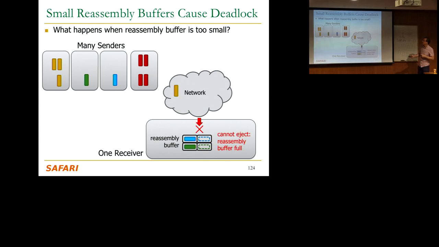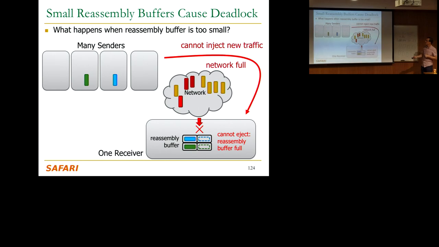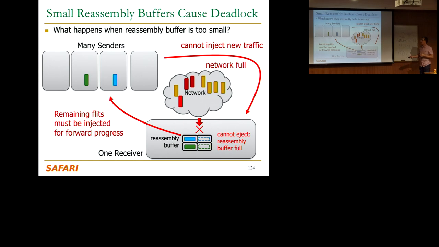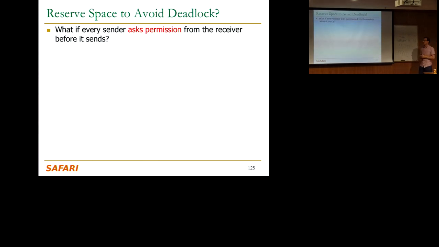Now, these senders keep injecting, but the network cannot eject into the receiver because the buffer is full. The senders keep injecting, and at some point the network becomes full and you cannot inject new traffic. You're basically deadlocked. So you cannot make reassembly buffers arbitrarily small because that leads to a network deadlock. The remaining flits might be injected for forward progress, but they cannot be injected. Because of that cycle, you're deadlocked now. So then the question is, how do you actually avoid the deadlock?